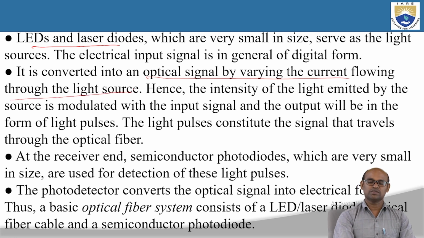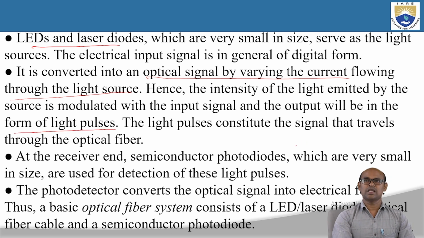Using this light source, the electrical signal, which is in digital form, will be converted into a light signal by varying the current flowing through the light source. Hence, the intensity of light emitted by the source is modulated with the input signal, and the output will be in the form of light pulses.